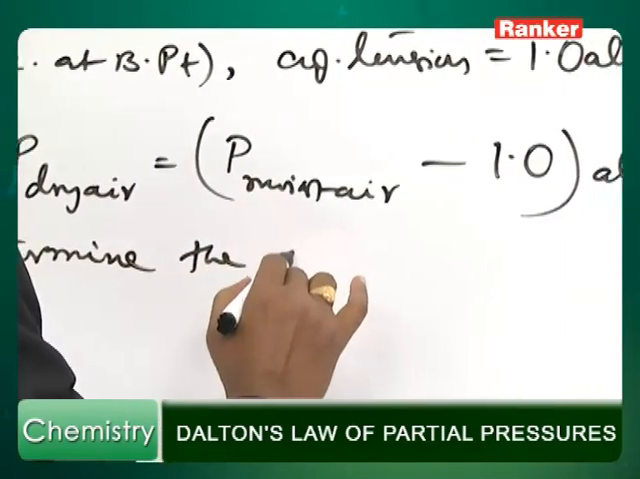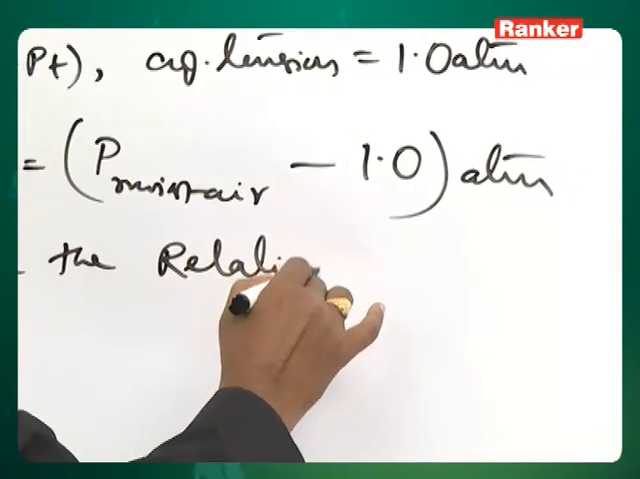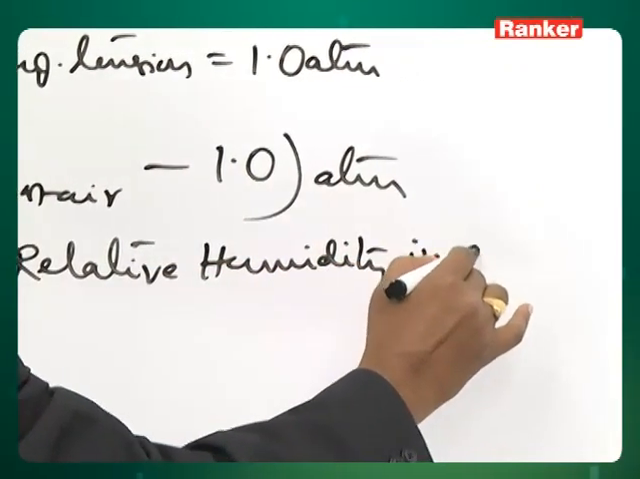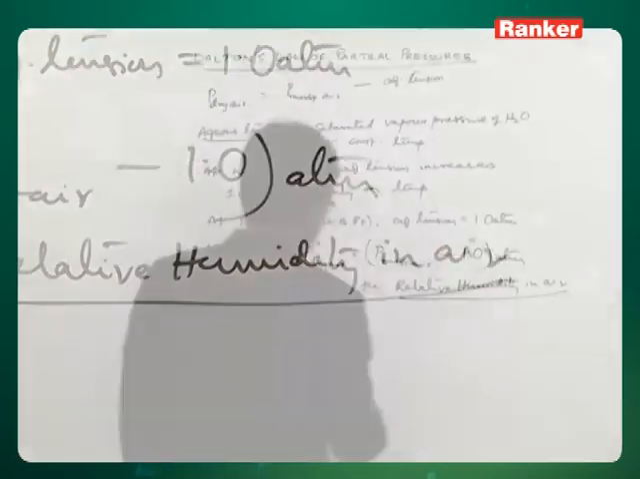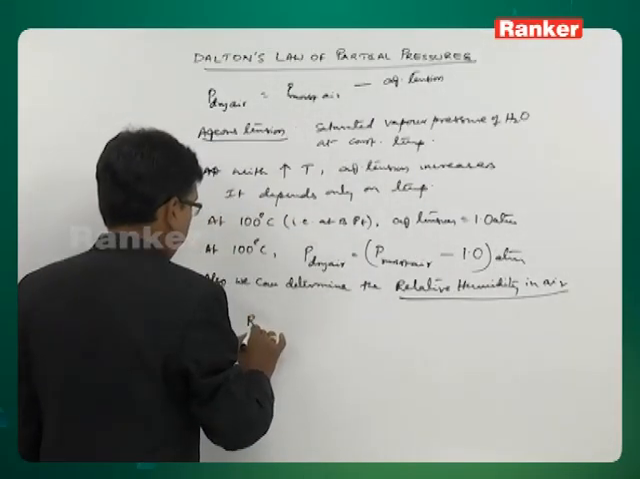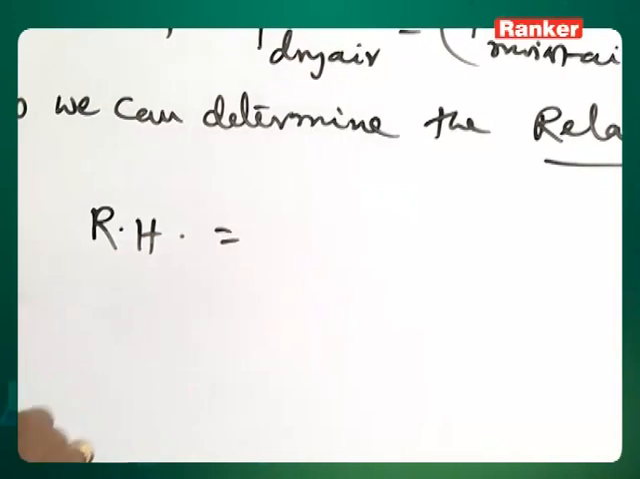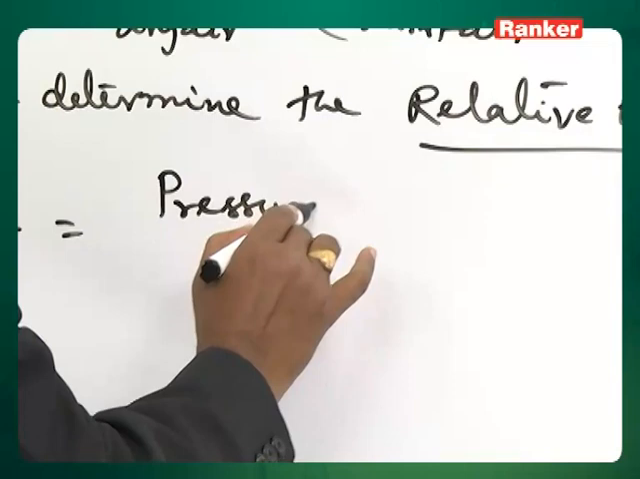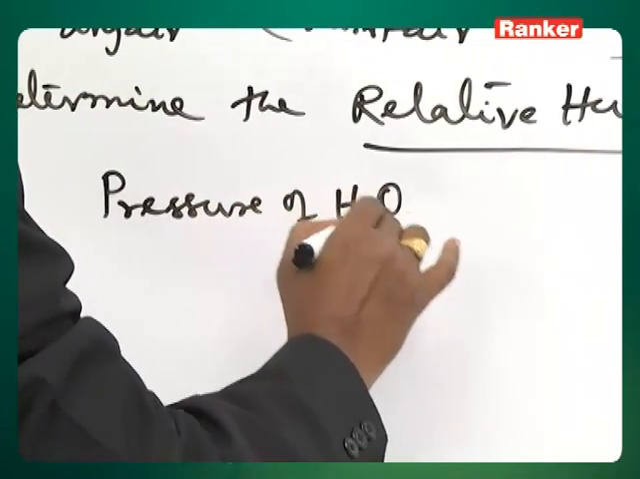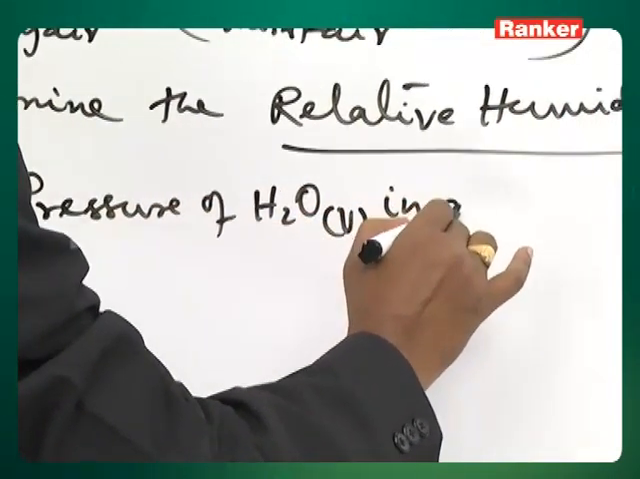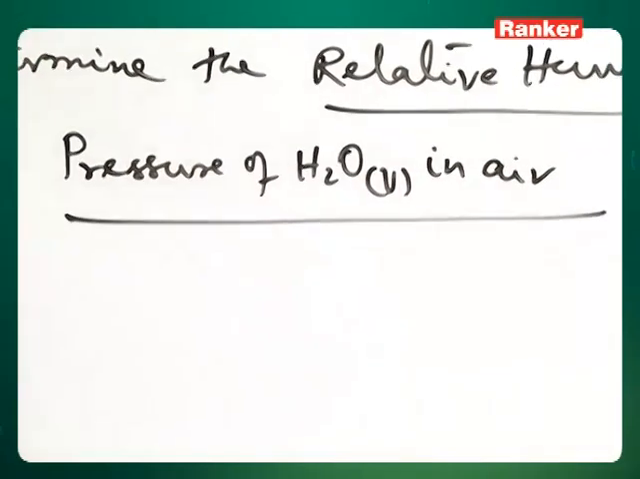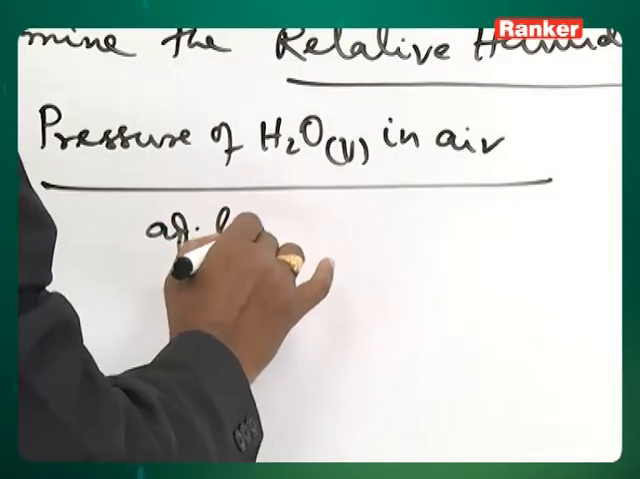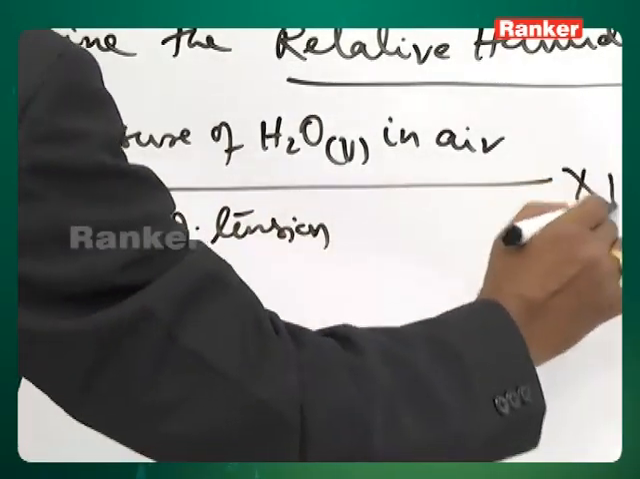So, this is one, and also using this we can determine the relative humidity in air. How do we determine? Relative humidity RH is equal to pressure of water vapor in air, that is partial pressure of water, divided by aqueous tension into 100.